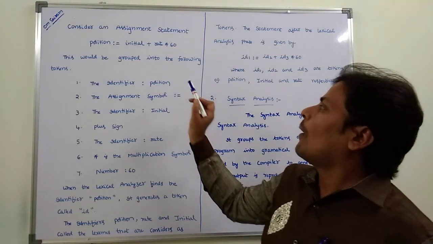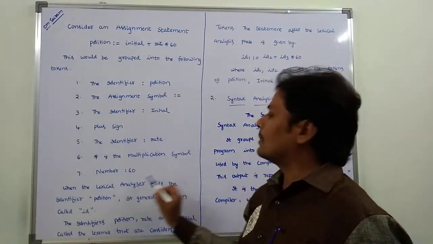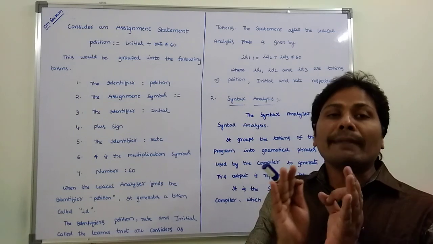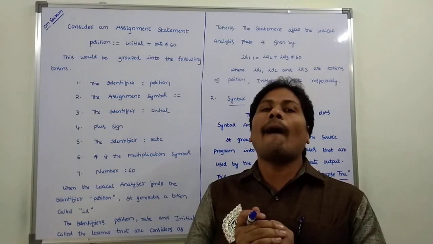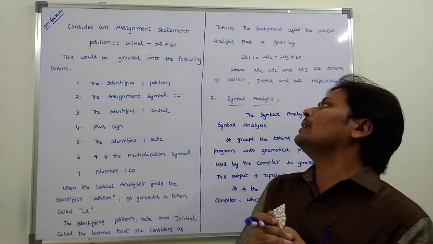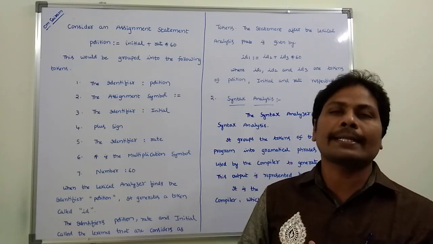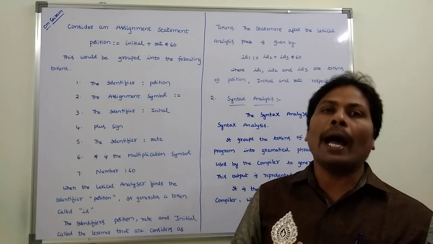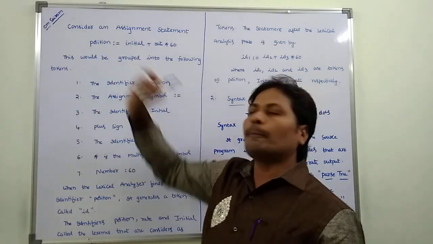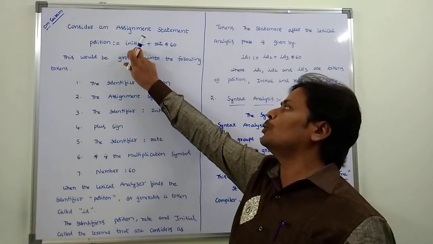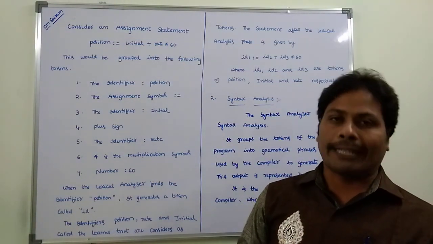So this statement can be formed as follows. When the lexical analyzer finds the identifiers position, initial, rate, they are formed as tokens ID1, ID2, ID3. Here the token ID1 for position, the token ID2 for initial, the token ID3 for rate.